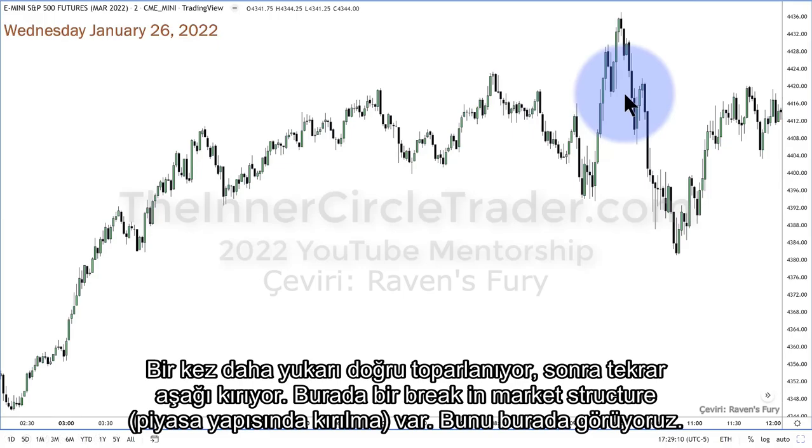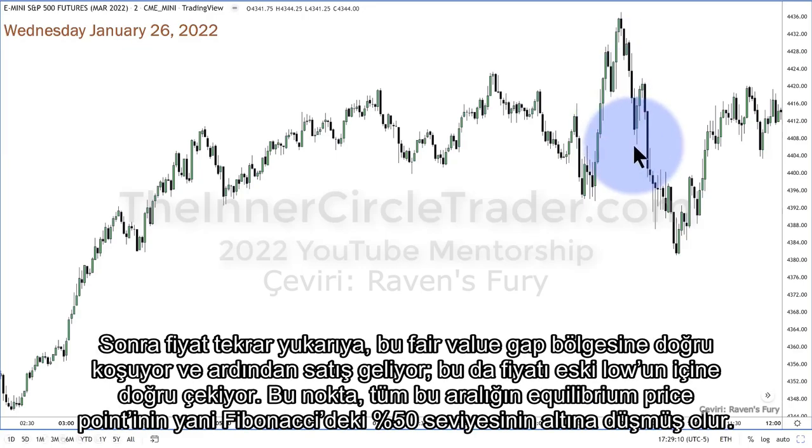Inside here, there's a break in market structure. We see it here. Then it runs back up into the fair value gap here. And then sells off, reaching into this old low, which would be below the equilibrium price point of this entire range, or 50% level on the fib.